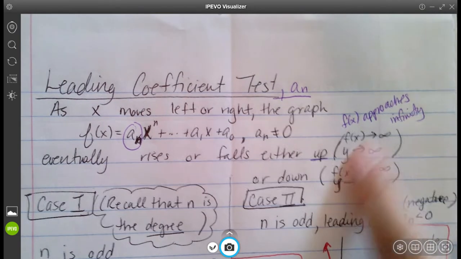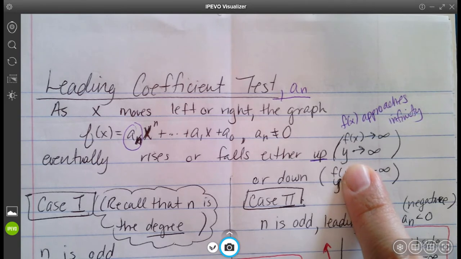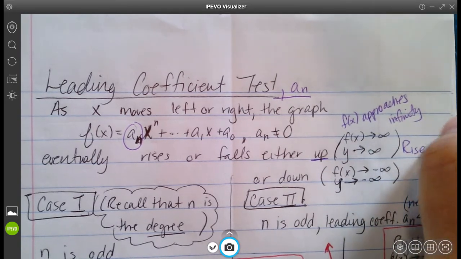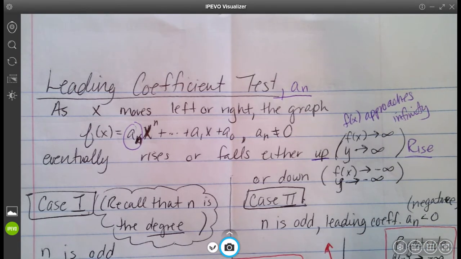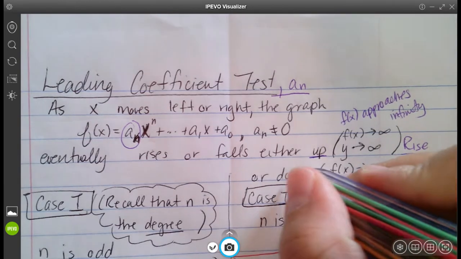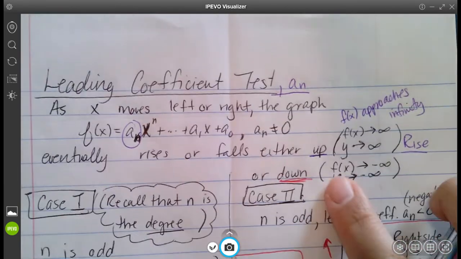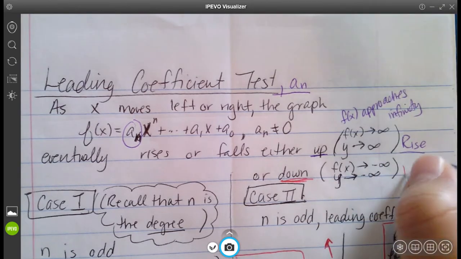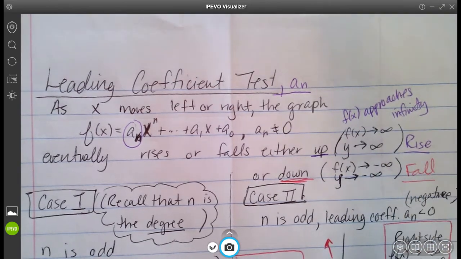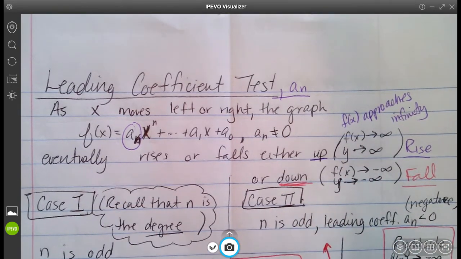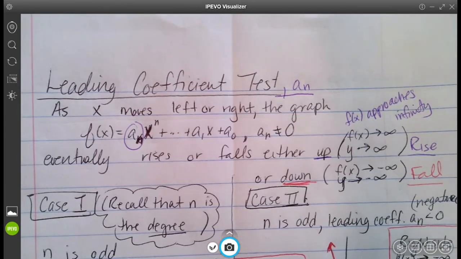Remember, f of x and y are the same thing. And this would be a rise, so the graph is rising on that side. Or if the graph is going towards the other end, going down, then that means f of x is approaching negative infinity, and this would be a fall. So that's what these notations mean. You're going to see them in the different cases that we have here.